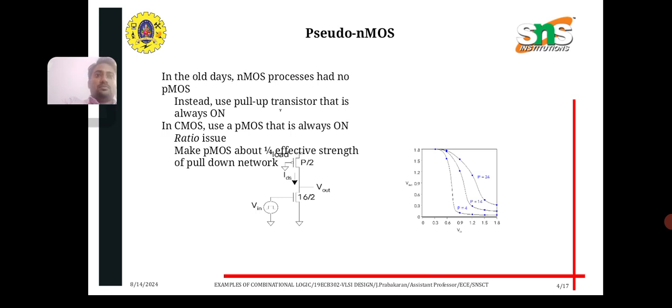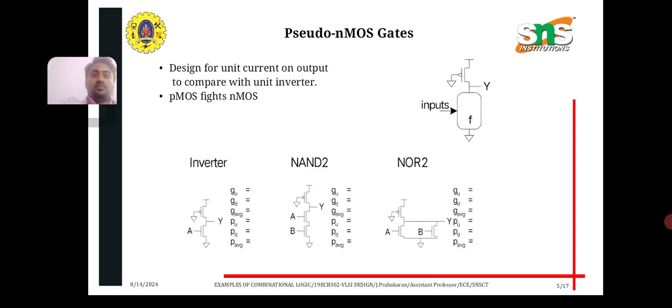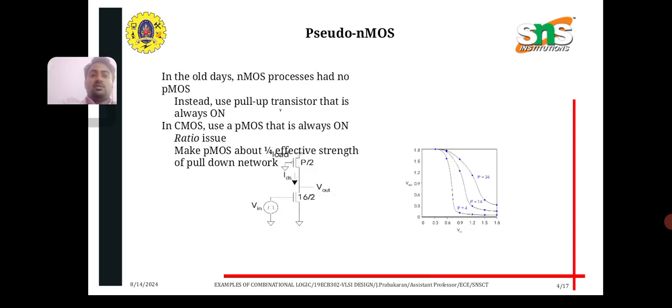Pull down network: the pull down network is composed of NMOS transistors, just like in standard CMOS logic, and it performs the desired logic function by pulling the output node to ground. And we will discuss its operation.